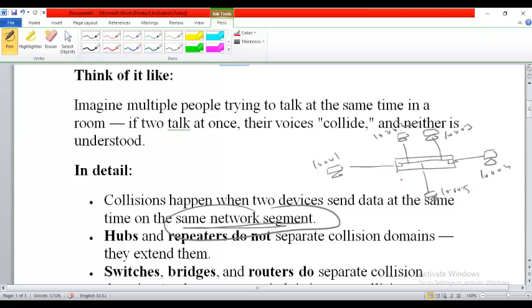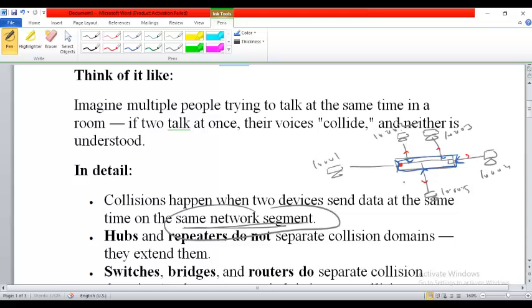So if all try to hit the backbone at the same time, definitely there is going to be a collision. More the number of devices, more collisions. And there will be a total traffic jam here. No one can move.